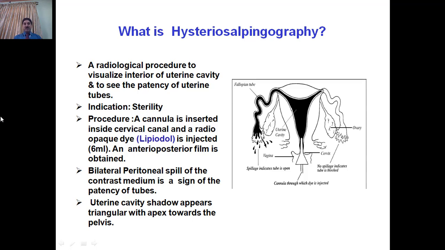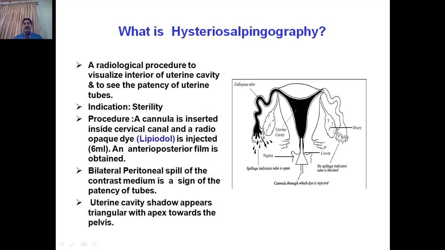What will we get on the anterior-posterior film? The dye which we have injected into the uterine cavity, if both tubes are patent, fills the uterine cavity, then passes through the fallopian tube and spills into peritoneal cavity. After taking an X-ray, we see the dye in the uterine cavity, fallopian tubes, and also it is spilled in the peritoneal cavity. This occurs when the uterine cavity is normal and the fallopian tubes are patent. Bilateral peritoneal spill of the contrast medium is a sign of patency of the tubes. Uterine cavity shadow appears triangular with apex towards the pelvis. This is because the dye which we have injected is radio-opaque.